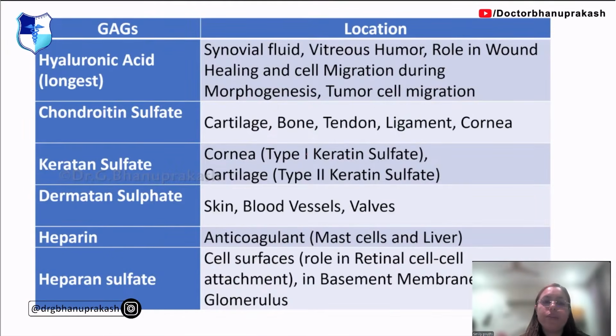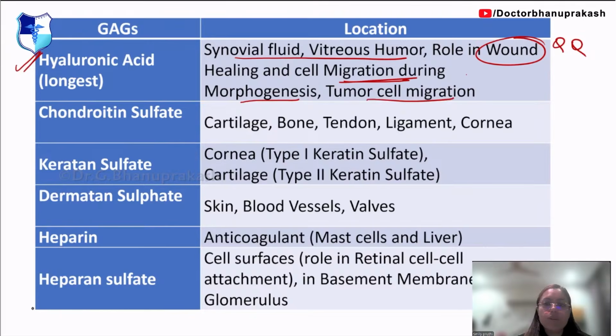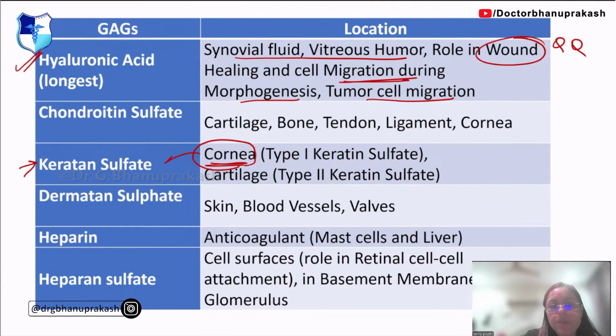Okay, then a slide on GAGs about their location and their function. This is frequently asked. Hyaluronic acid is the longest GAG present in synovial fluid and vitreous humor. It has role in wound healing and cell migration, which is required during morphogenesis and tumor cell migration. Then chondroitin sulfate, as the name says, chondra, so cartilage, bone, tendon, ligament, also cornea. Then keratan sulfate, present in cornea. The main one in cornea is keratan sulfate. So question was asked, which is responsible for transparency of cornea? It is keratan sulfate.